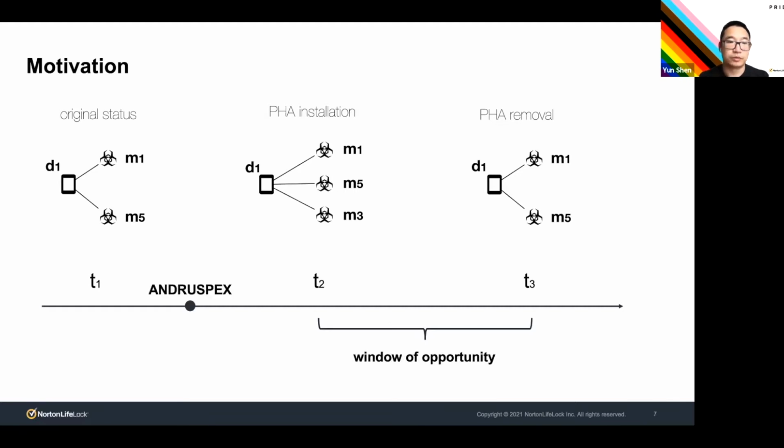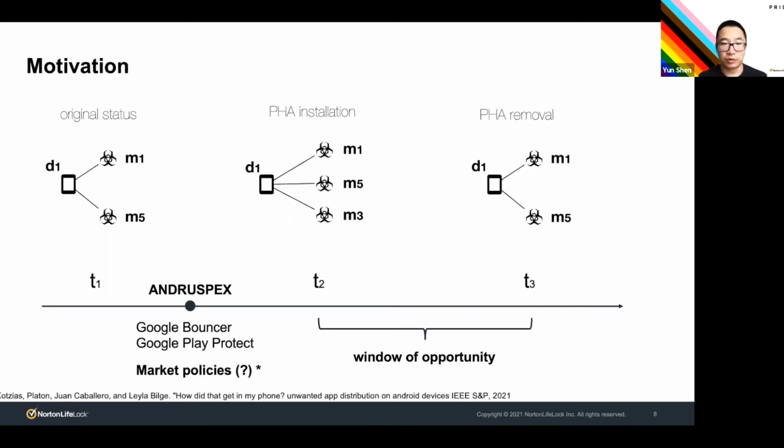That's why we propose ANDRUSPEX, to position the system before the PHA is actually installed by the end users. And you may have the question: why don't we just rely on Google Bouncer or Google Play Protect or market policies? The conclusion from my colleague is that they are effective, but they're not enough. So that's the motivation of ANDRUSPEX.